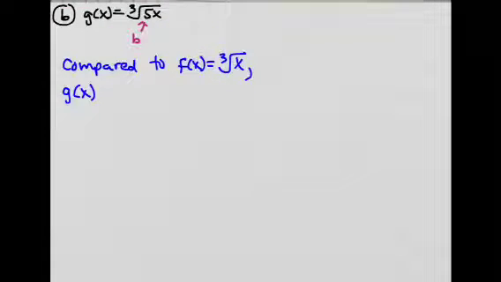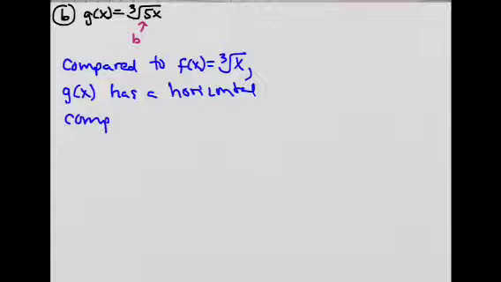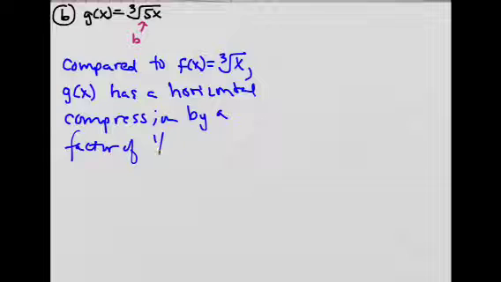Okay, for number 6, the 5 in front of the x, the coefficient of x, that's your b value. So compared to f of x, g of x has a horizontal, so remember with b, it's counterintuitive, so it's the reciprocal of b, so it's not really 5, but 1/5, so that means that it's a horizontal compression by a factor of 1/5.